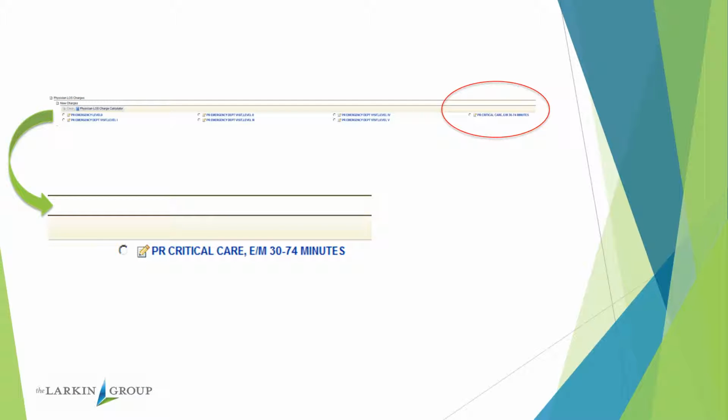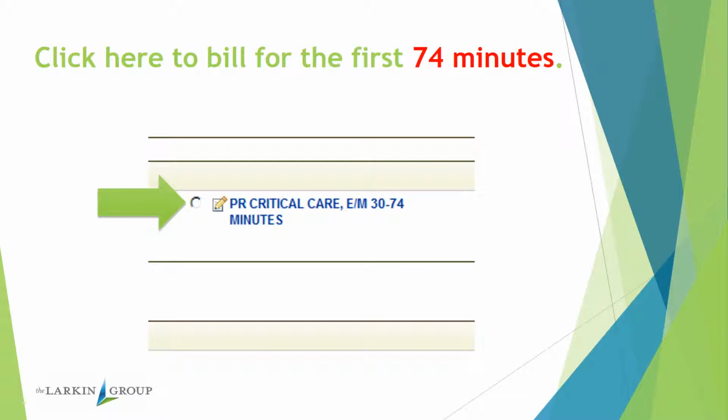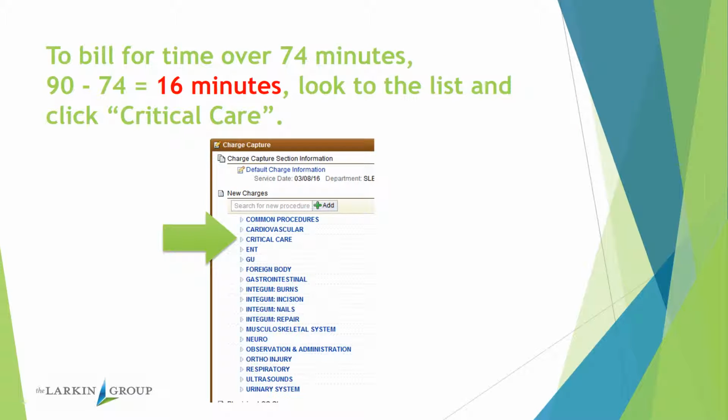So first you'll find the first critical care charge. Click there for your first 74 minutes. That will leave you 16 minutes of critical care that you still need to bill for. So look on your charge capture sheet and you'll see a menu of items, one of which that big green arrow is pointed to says critical care. Open that up.